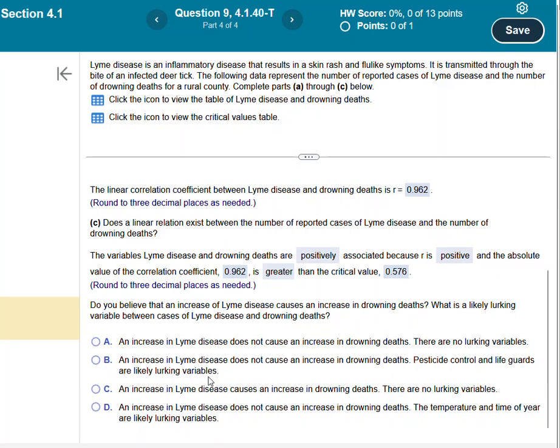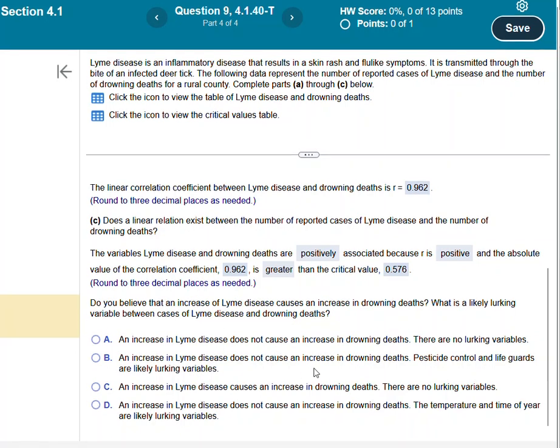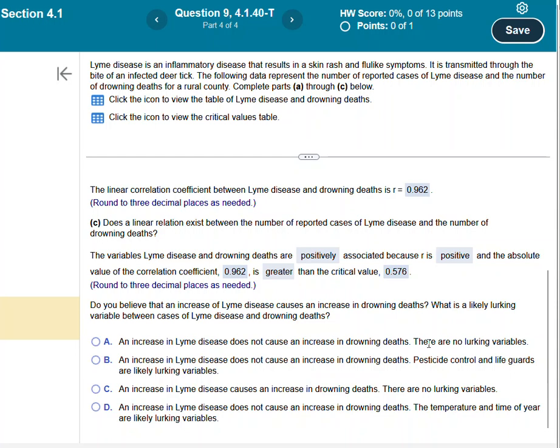All right. So the last question just asks you about the likely lurking variables. If you think about what that is, a lurking variable is a confounding variable, one that is associated with the 2 variables under investigation. The 2 variables under investigation are cases of Lyme disease and drowning deaths.